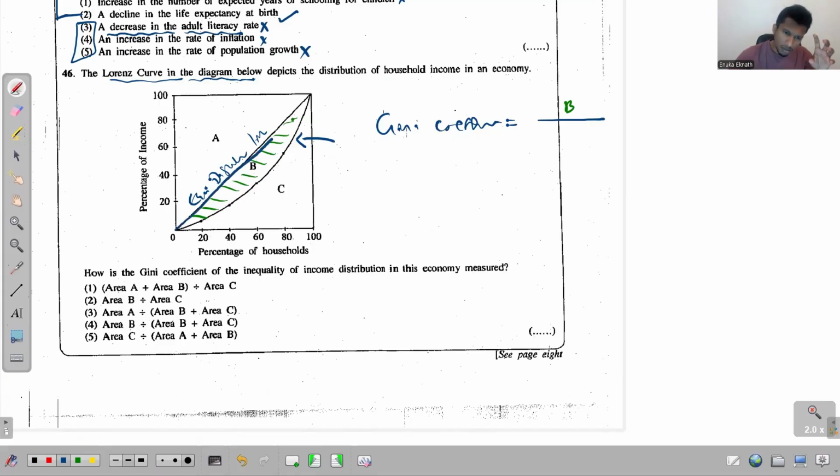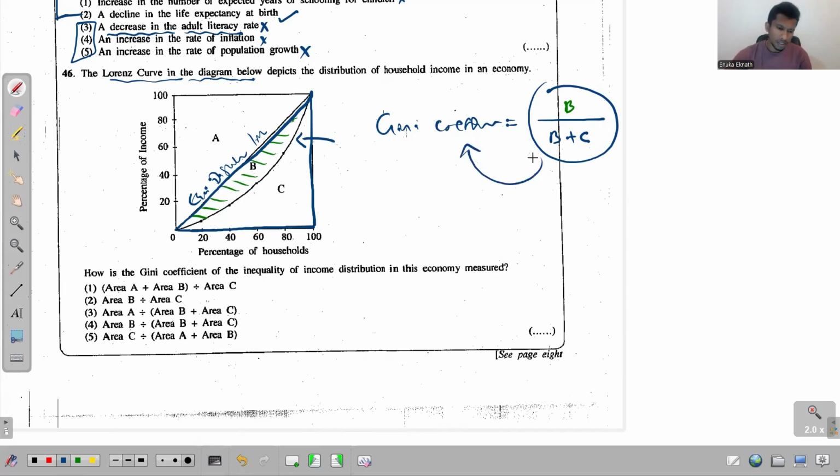See, this is the equidistributed line, the 45-degree line. So you just consider the entire region below this. That entire region consists of two components, that is the component B and the component C. This entire region is B plus C. So this ratio we recognize as the Gini coefficient. So this ratio is presented by area B divided by area B plus area C. So this is the answer.